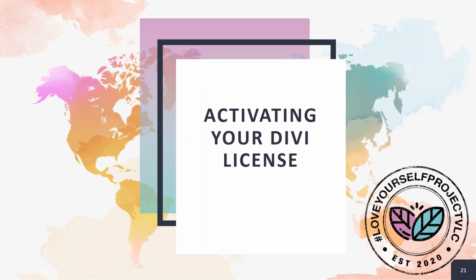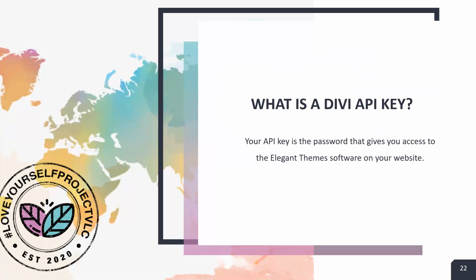Now we're going to talk about activating your Divi license. And here, what is a Divi API key? So your API key is the password that gives you access to the Elegant Theme software on your website. And you'll see that phrase API key several times as you build your site because it's the password you need for many things that integrate within your site. For example, if you have a subscription form on your site, you're going to need the API key from your email campaign provider, whether that's MailChimp or MailerLite or ConvertKit, in order to sync the two together, okay?